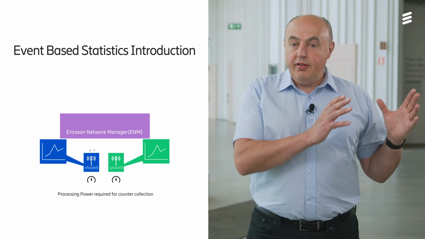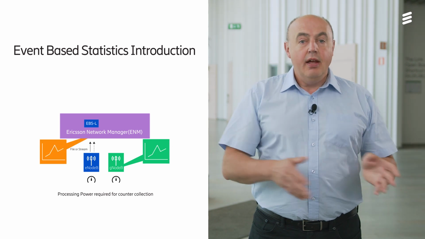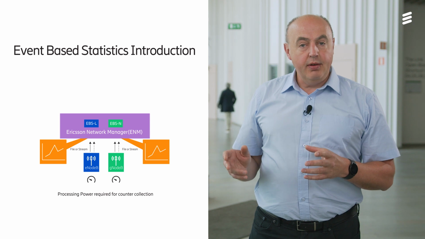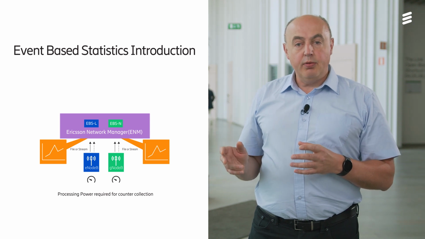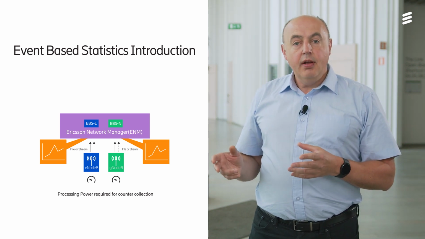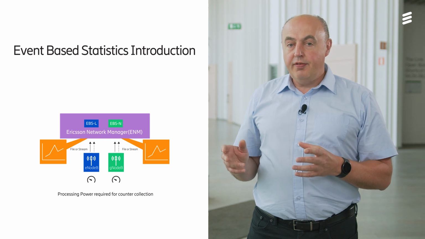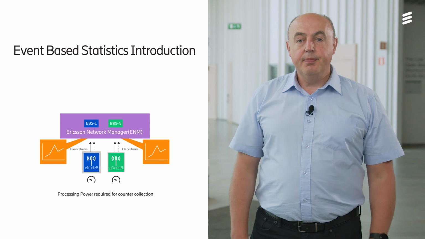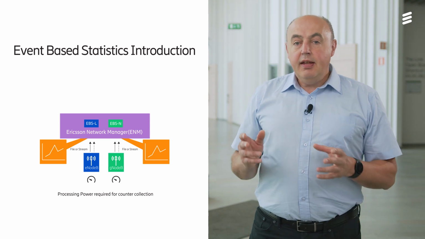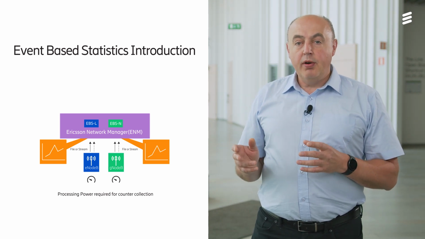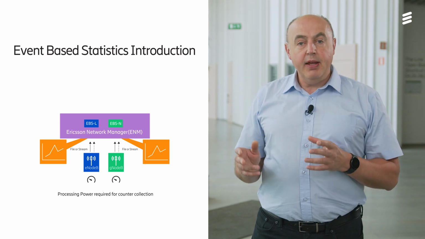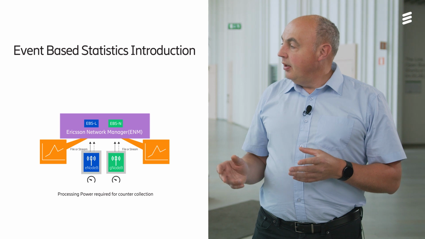The event-based statistics, EBS-L for LTE and EBS-N for new radio, reduces this processing requirement by using the Ericsson Network Manager (ENM) to create counters from cell trace events collected by the eNodeB and gNodeB. These events may be collected in report output period (ROP) files or streamed directly from the eNodeB and gNodeB to the ENM.